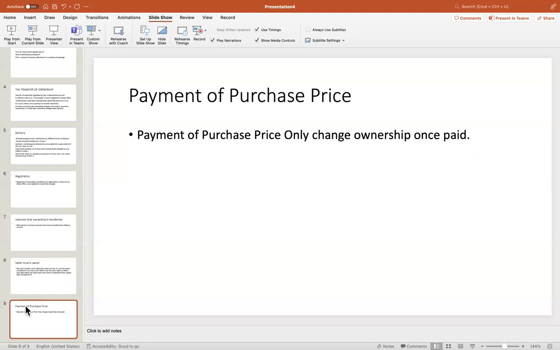And then payment of the purchase price. Ownership can only change once the payment has already been made.